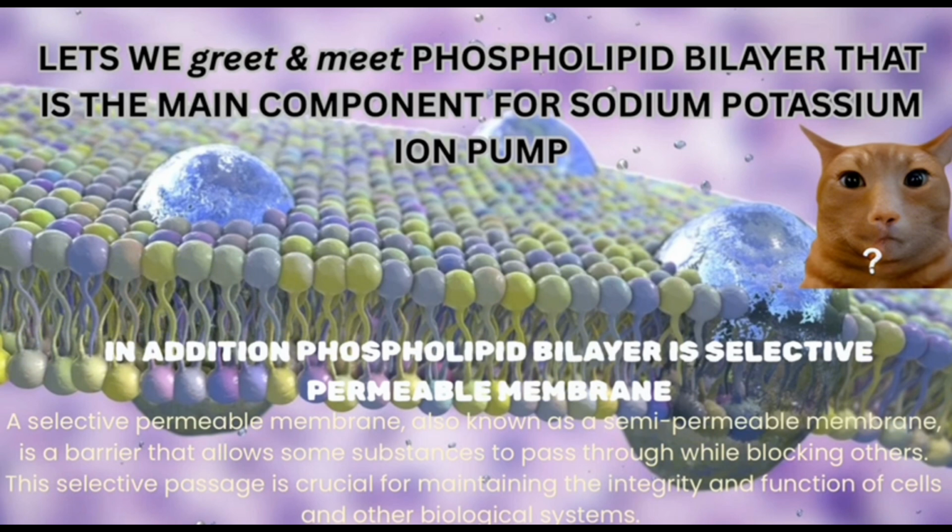The phospholipid bilayer is a selectively permeable membrane, also known as a semi-permeable membrane. It's a barrier that allows some substances to pass through while blocking others. This selective passage is crucial for maintaining the integrity and function of cells and other biological systems.